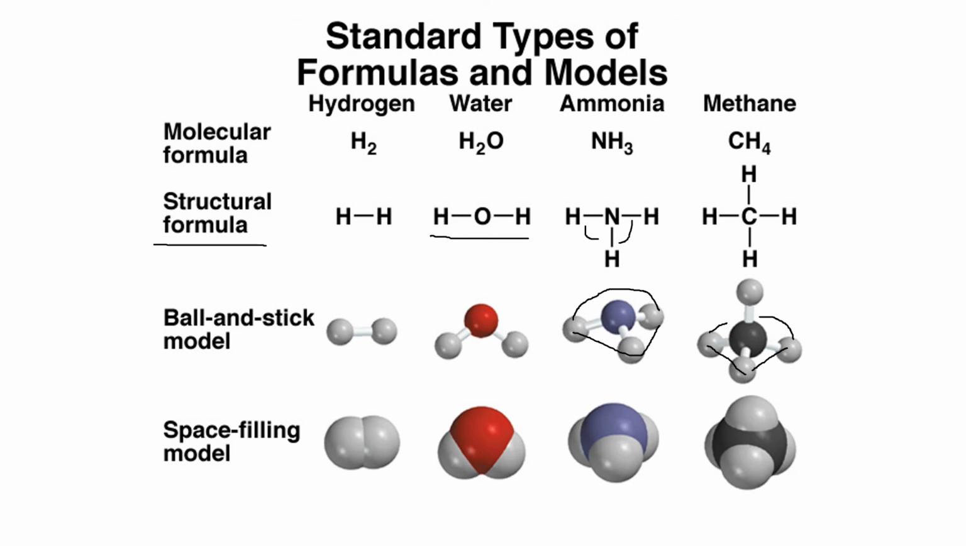So the ball and stick model allows us to visualize the three-dimensional shape of that molecule. A space-filling model, on the other hand, gives us an idea of how much space each atom occupies in that molecule. You'll see for water here, it's a little larger, right? But this gives us a better idea of the amount of space that's occupied by that oxygen atom, as well as the nitrogen and the carbon atoms here.